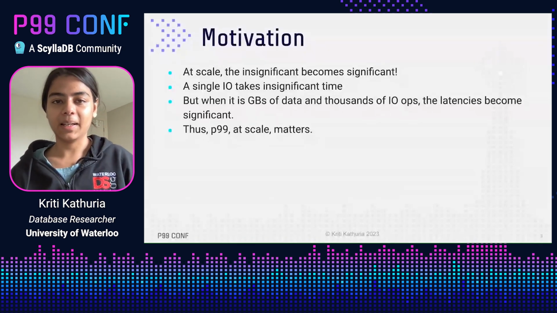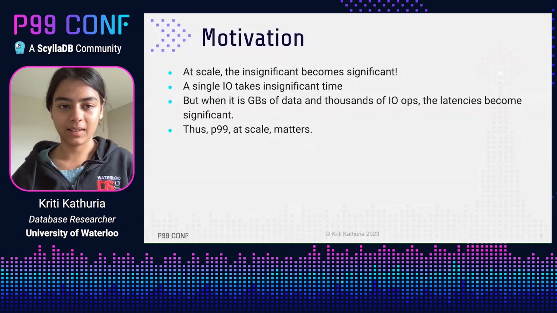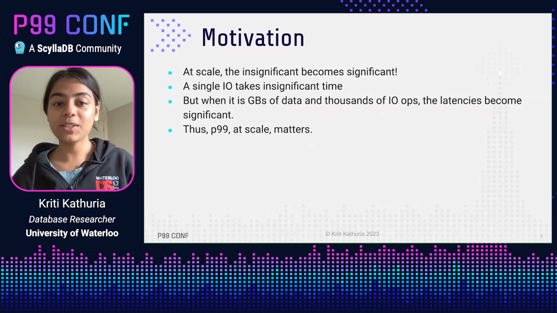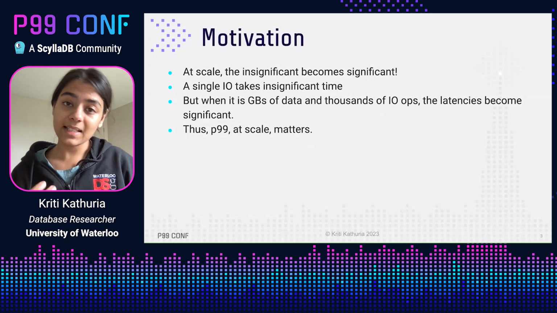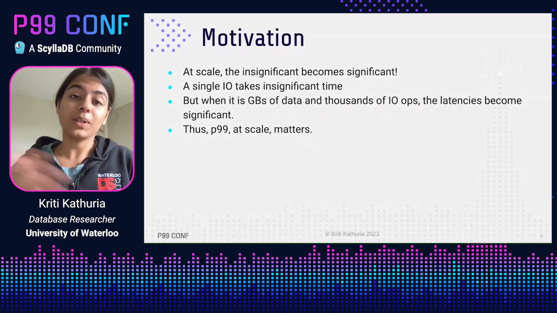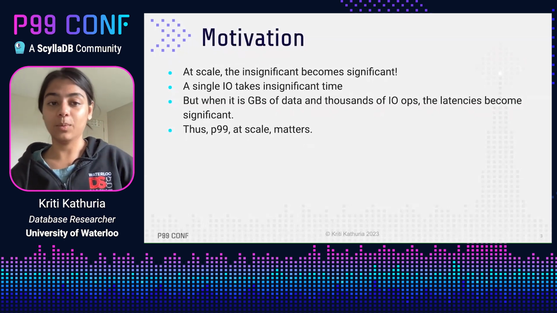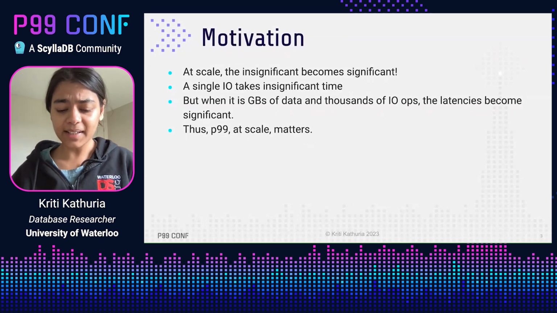So, why is P99 important? It is important because at scale, the insignificant becomes significant. In the context of this talk, a single IO takes an insignificant amount of time. It happens like this. But when it is GBs of data and thousands of IO operations, these small latencies add up and they become significant. There's also resource contention that happens because it's never the case that a single server is going to serve only one request. And that is why it is crucial to reduce these latencies wherever possible, optimize for these latencies.